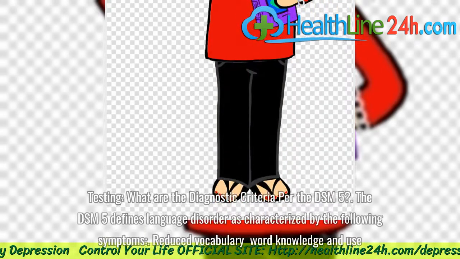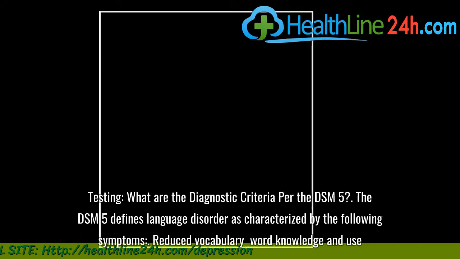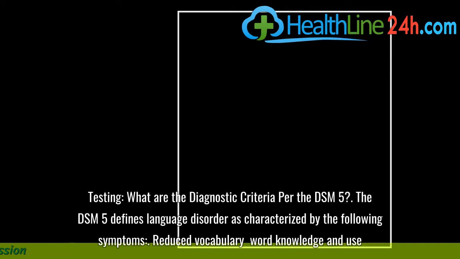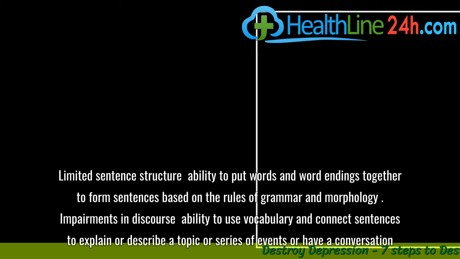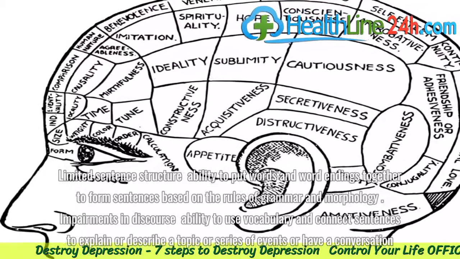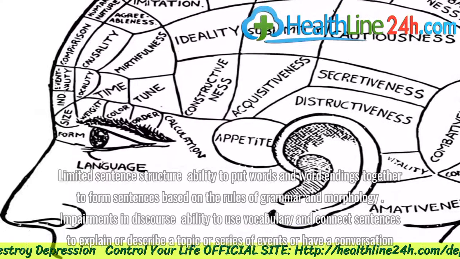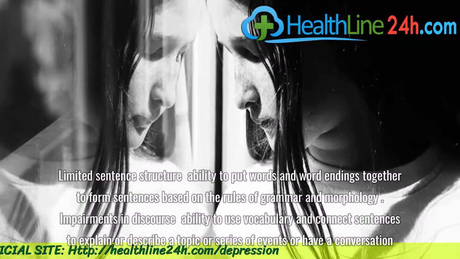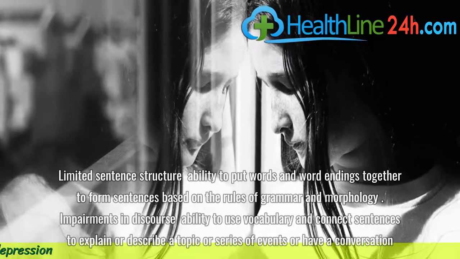Testing. What are the diagnostic criteria per the DSM-5? The DSM-5 defines language disorder as characterized by the following symptoms: reduced vocabulary, word knowledge and use. Limited sentence structure, ability to put words and word endings together to form sentences based on the rules of grammar and morphology. Impairments in discourse, ability to use vocabulary and connect sentences, to explain or describe a topic or series of events, or have a conversation.